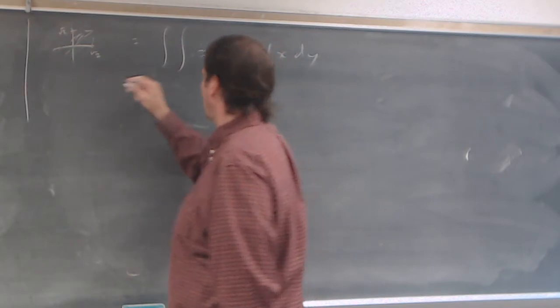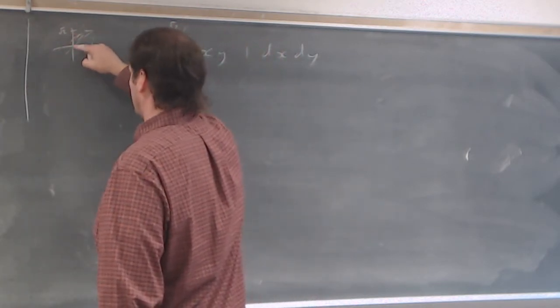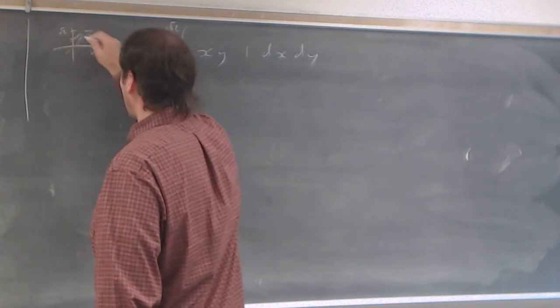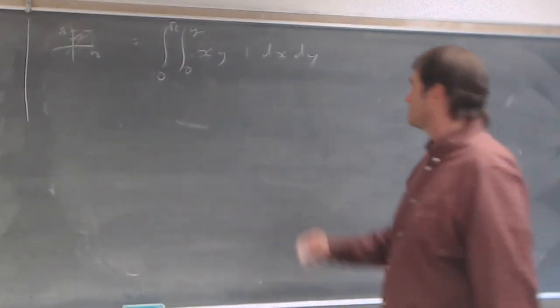Let's think about it. Fix the y. What would the y values run from? They run from 0 to square root 2. If you fix the y, the x values are going to run from 0 to this line, which is y, and that's what we have.